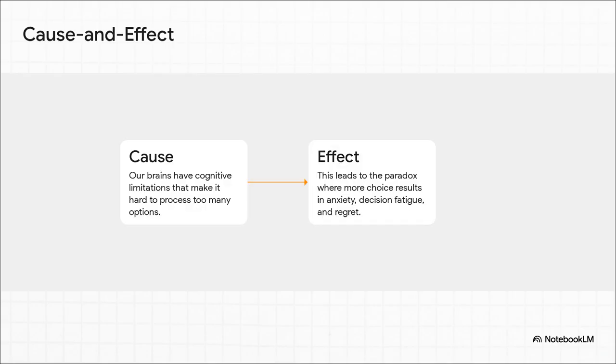Turns out our brains just aren't wired to handle that many options. So how do these two ideas click together? Well, it's a classic cause and effect relationship. The cause is our brain's built-in limits, and the effect of hitting those limits is this paradox of choice, where we end up feeling more anxious and even regretful. When you can see both the cause and the effect, you finally understand the author's full, complete argument.